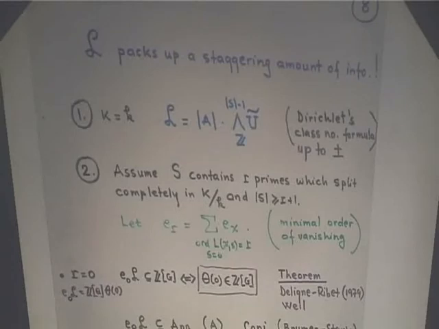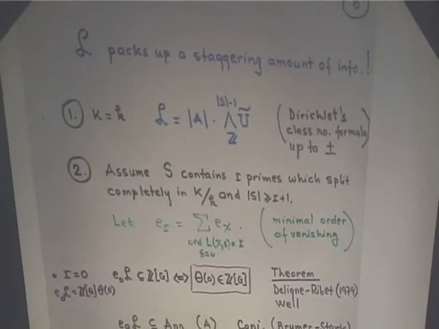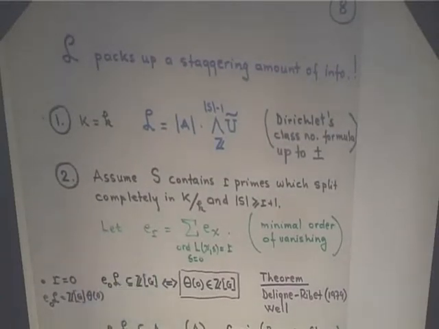And now, let me make some simplifying assumptions. So go from K equal to little k to a general extension, capital K over little k. And let's assume that S contains r primes which split completely in capital K over little k, and that the cardinality of S is greater than or equal to r plus 1. And let e_r be the idempotent corresponding to order of vanishing r of the L function. It turns out that this is the minimal order of vanishing.